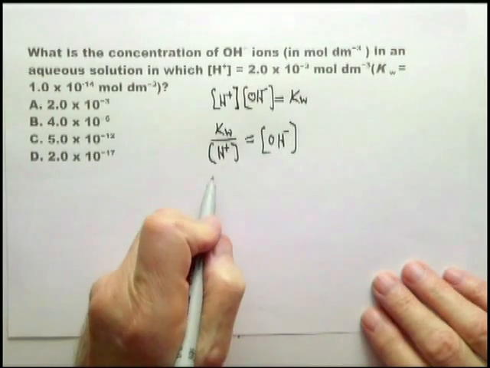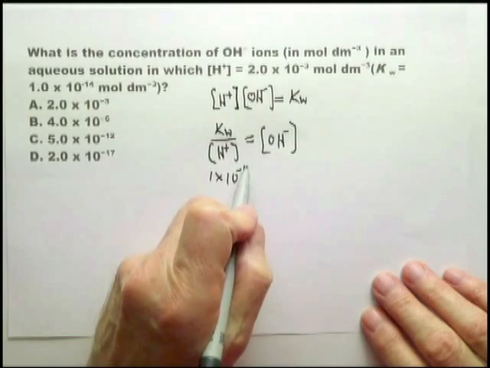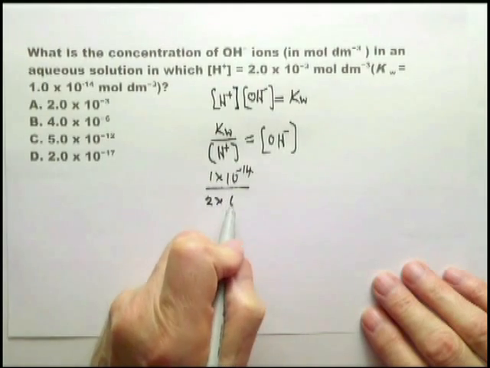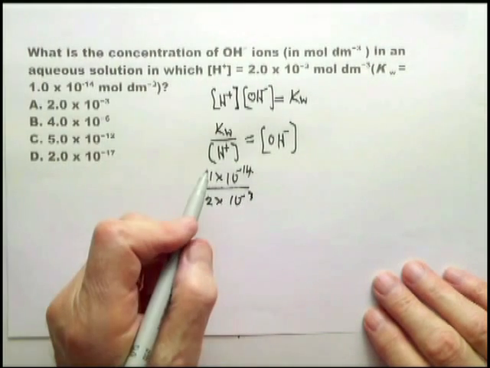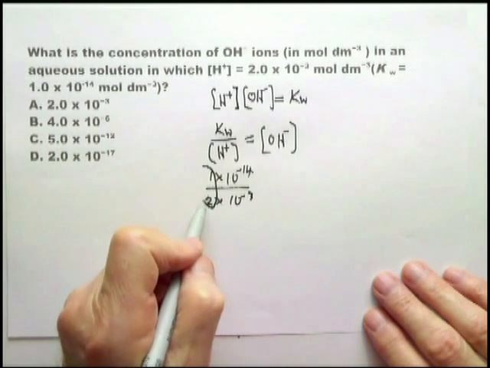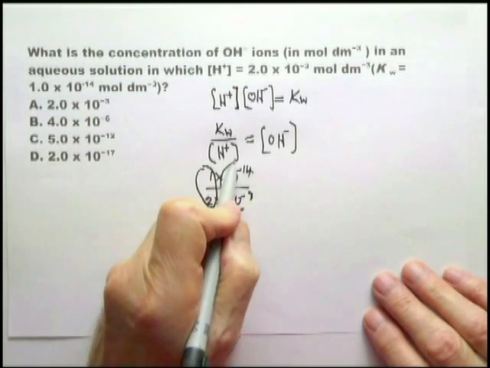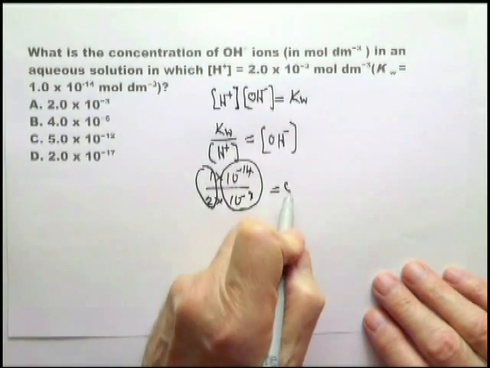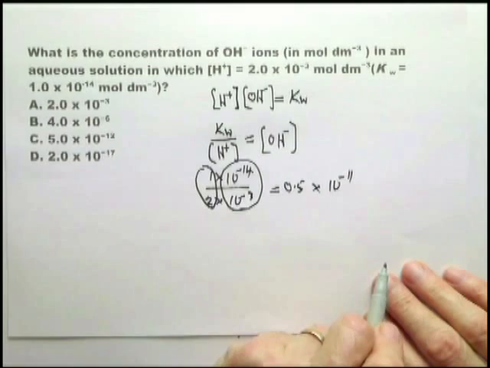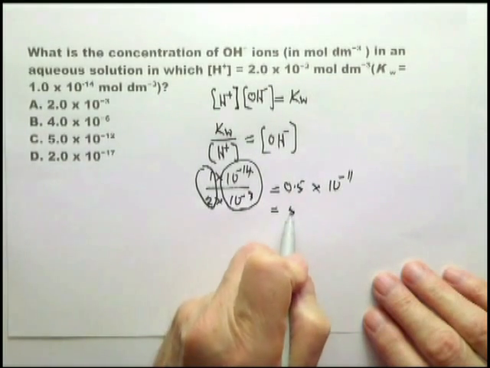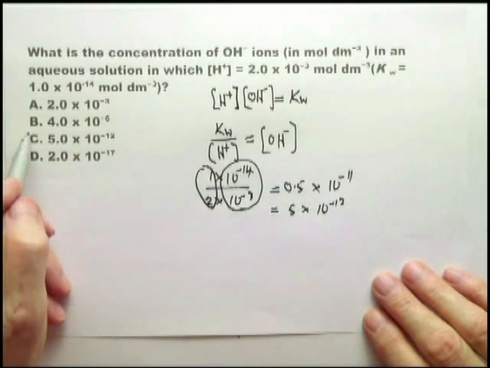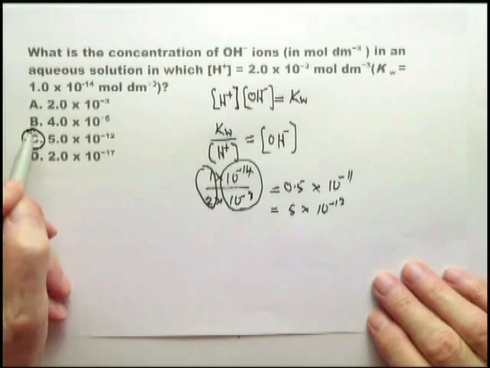Kw is 1 times 10 to the minus 14. The concentration of H plus is 2 times 10 to the minus 3. You do not have a calculator, so what I would do is calculate the value of that, and then I would calculate the value of that. So that equals 0.5 times 10 to the minus 11, and that equals 5 times 10 to the minus 12. And there is the answer.